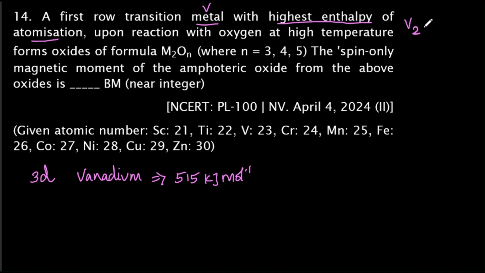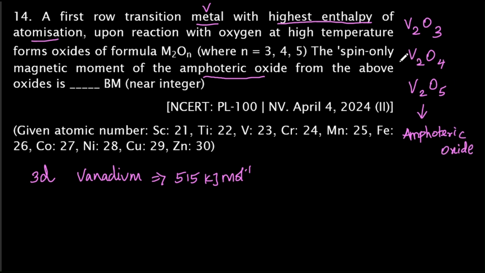So the first oxide is V2O3, next is V2O4, then the last is V2O5. Among these oxides, the spin only magnetic moment of the amphoteric oxide. Among these oxides, V2O5 is the amphoteric oxide. Now we have to find the spin only magnetic moment. For finding the spin only magnetic moment value, you have to know the number of unpaired electrons. To know the number of unpaired electrons, you have to know the charge of the metal.